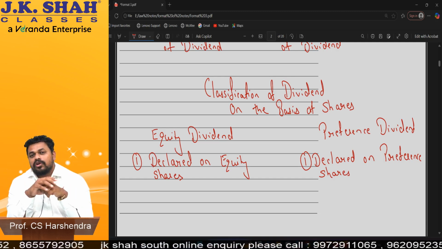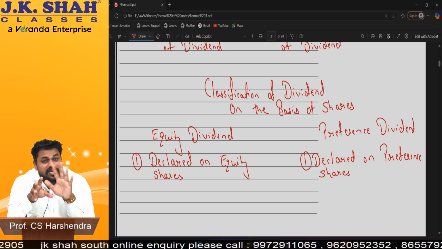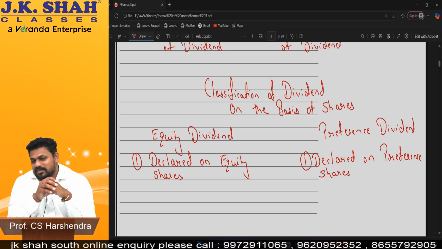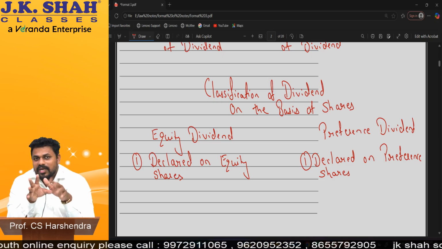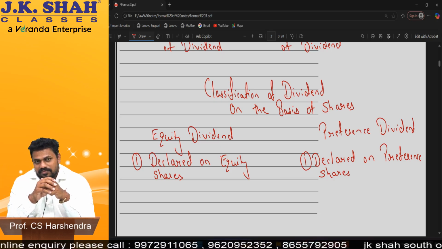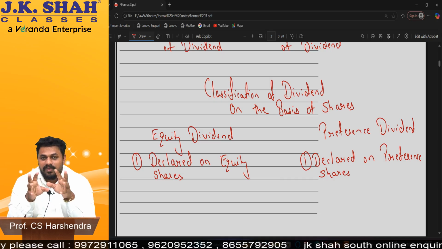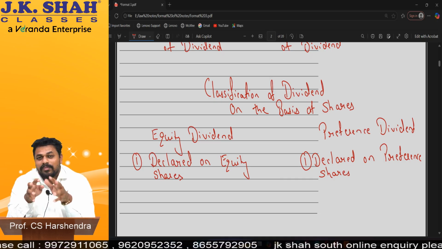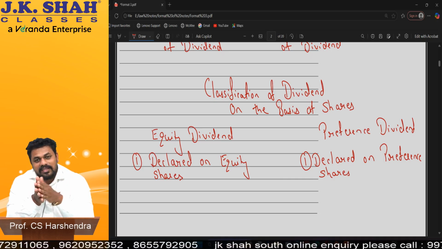Practically, who is the owner of the company? Equity shareholder or preference shareholder? Equity shareholder. Preference shareholders are not owners, they are not members. That's the reason they will not get any of the rights which the equity shareholders have. Just for your understanding, equity shareholders are like your family members, they'll always be there with you. Preference shareholders are like guests, one or the other day they will leave.